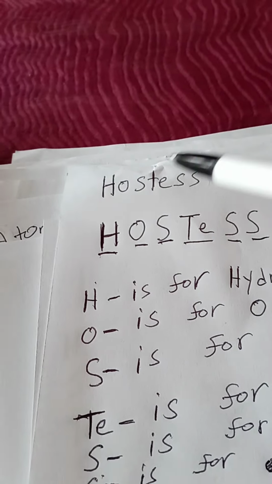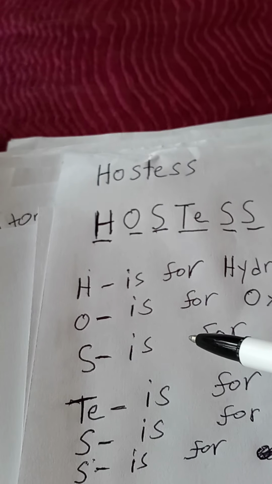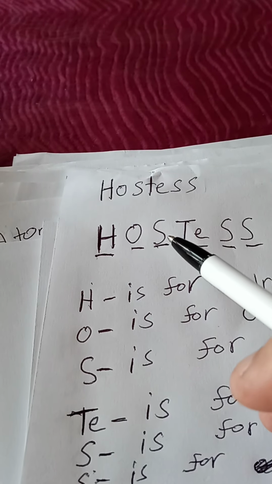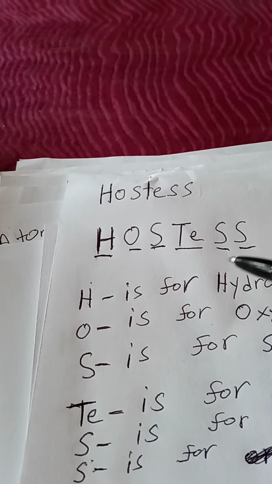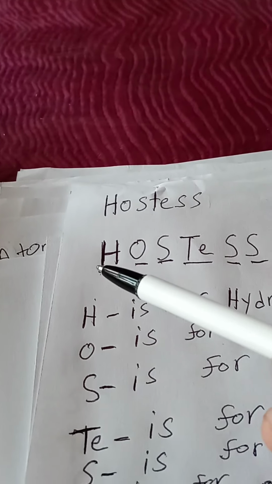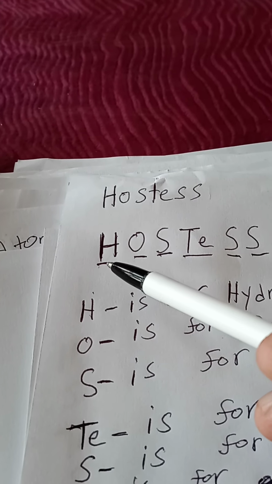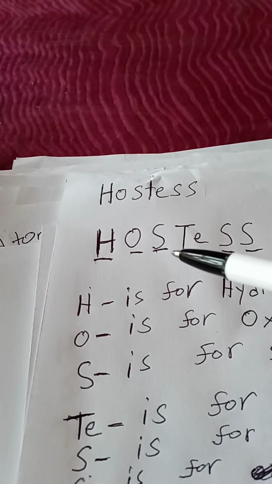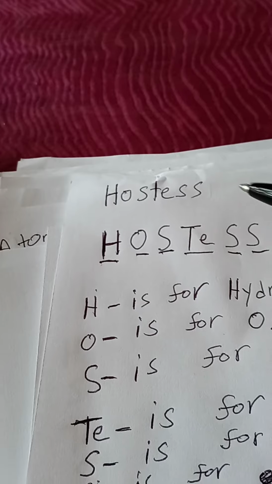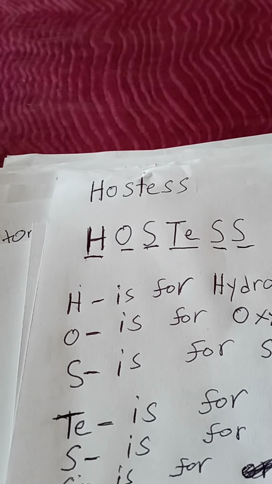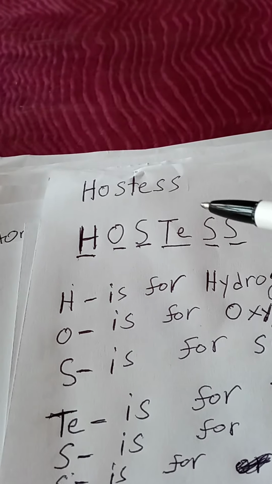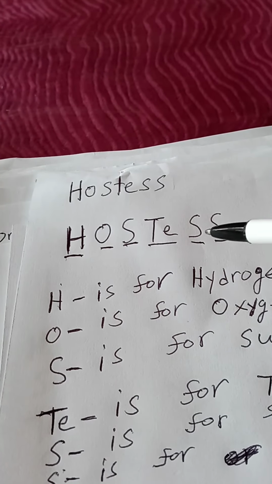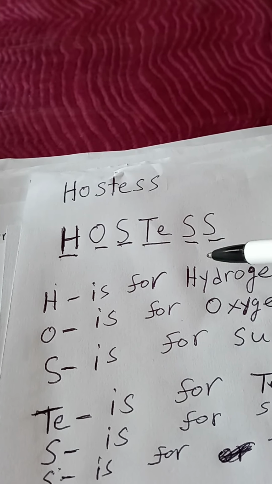Let's get started. The first way out of three is the regular way. Capital H, capital O, capital S, capital T and a small e, capital S, capital S. Okay? We know that capital H is hydrogen. We know capital O is oxygen, chemical symbol. We know capital S is sulfur. We know capital T and a small e is tellurium. And capital S is sulfur, like here, and here, too, you have another capital S for sulfur.